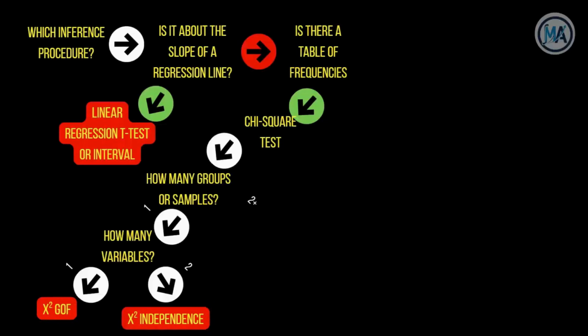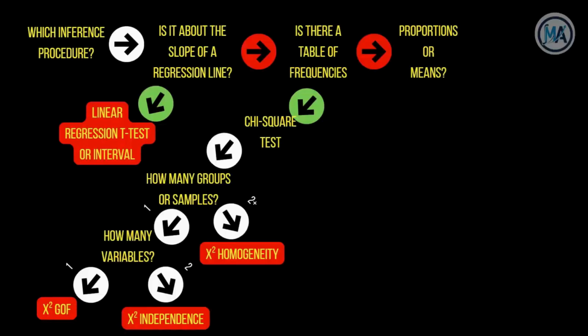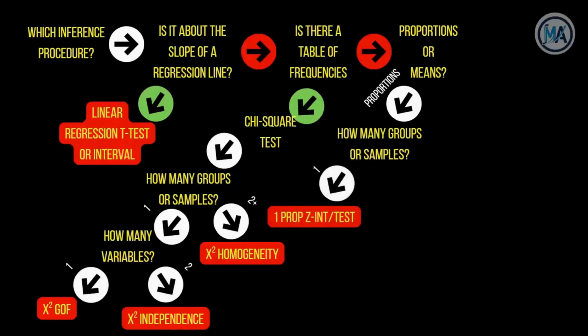Then, if it's more than one sample or group, then you know it has to be a chi-square test for homogeneity. But what if there's not a table of frequencies? Well, then you have to ask yourself, is it proportions or means? If it's proportions, then how many groups or samples? You see the pattern here? If there's one, then you know it has to be a 1 proportion z interval or z test. If there are two, then you know it's going to be a 2 proportion z interval or test.